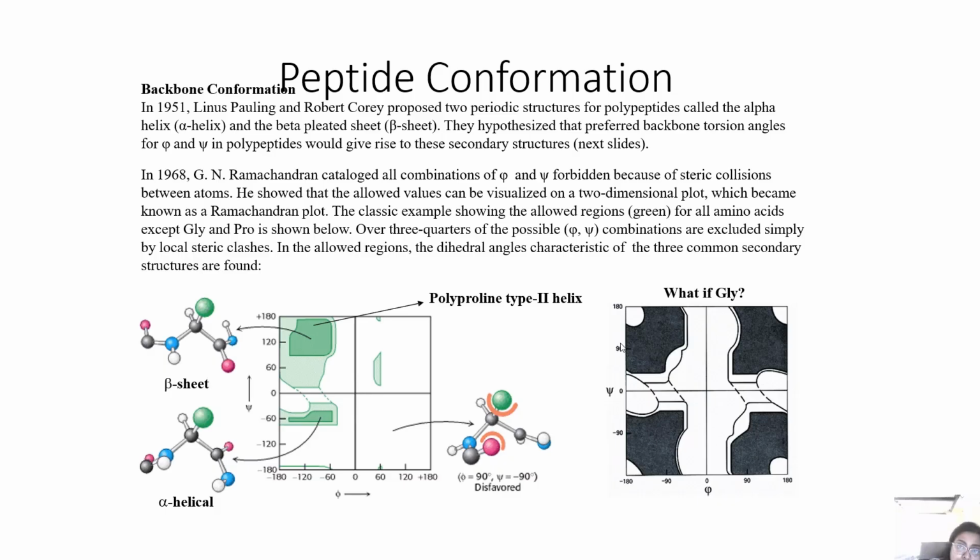Now, the classic example showing the allowed regions for all amino acids, except glycine and proline, is shown below. Over three-quarters of the possible combinations are excluded simply by local steric clashes. And in the allowed regions, the dihedral angles characteristic of the three common secondary structures are found.